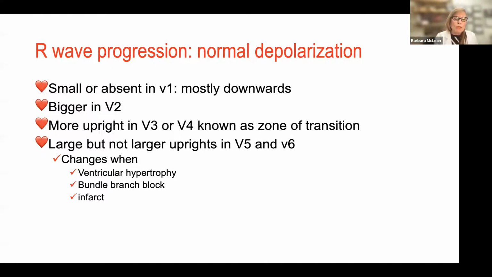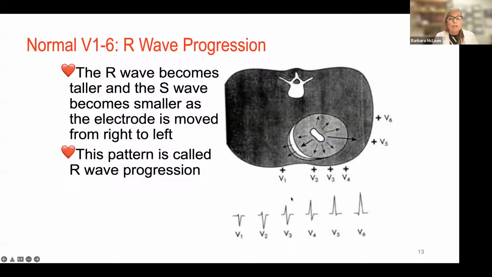That should be mostly downwards. And because they're going towards V6, that should be mostly upright. That's pretty straightforward, okay? Down in V1, upright in V5 and 6. But at some point when we're looking at these horizontal leads, we expect to see more upright than downwards, okay? And we're going to look at this picture to help us understand that.